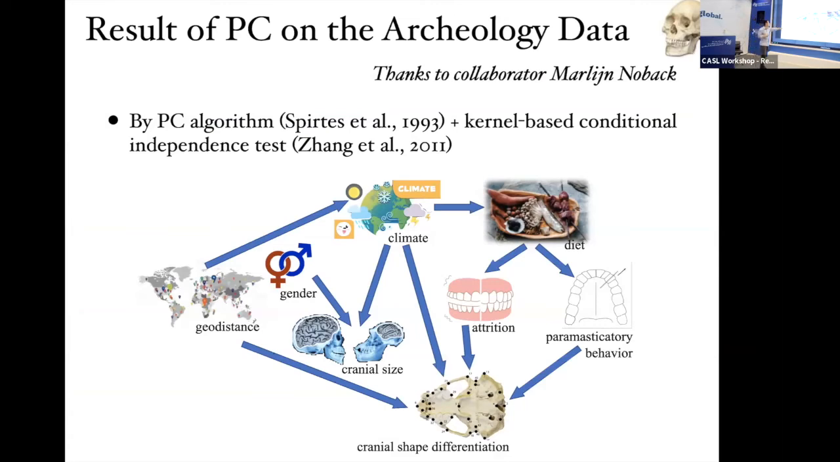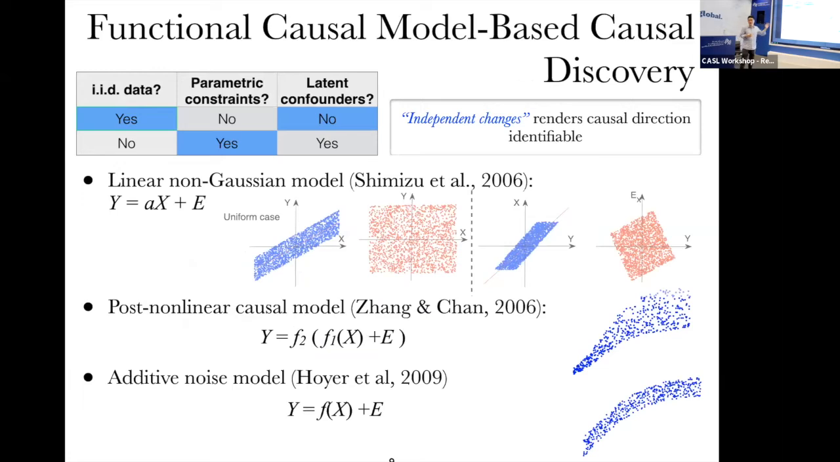From the data set, we know geographic distance causes climate, climate causes cranial size, and you can see gender causes cranial size, and so on. So by only using conditional independence, you can already find something in the data. Of course, here we assume there are no latent confounders, so you want to go further. And furthermore, with conditional independence, sometimes we cannot find the direction.